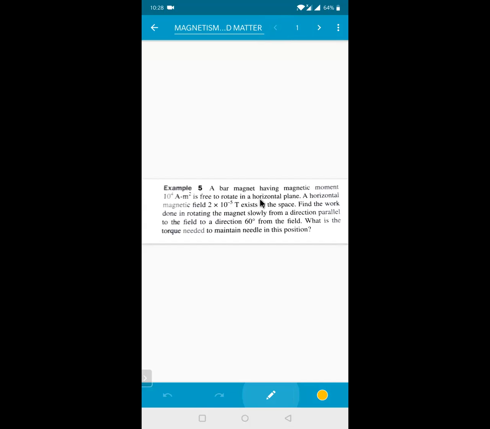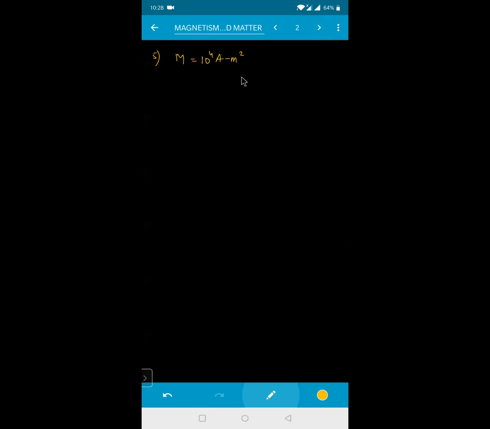And it is free to rotate in a horizontal plane. A horizontal magnetic field is given. The horizontal magnetic field given is 2 into 10 to the power of minus 5 Tesla, existing in the space.